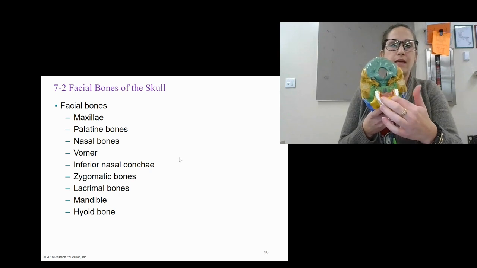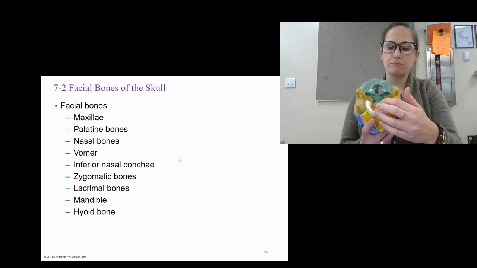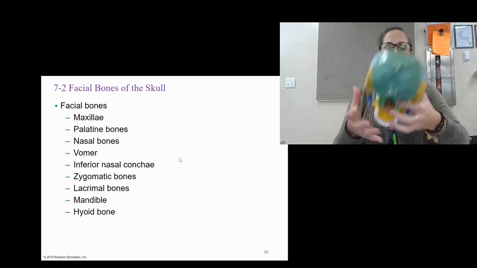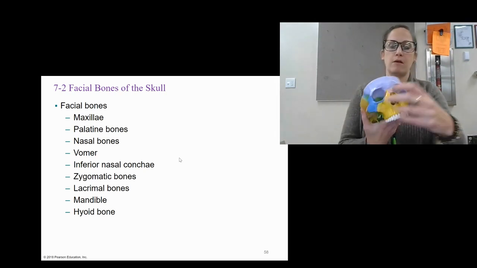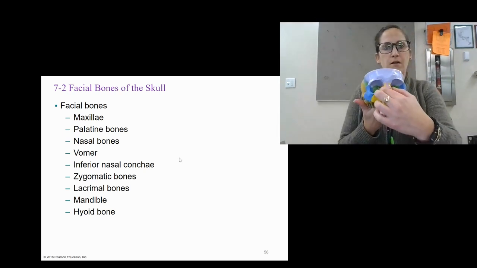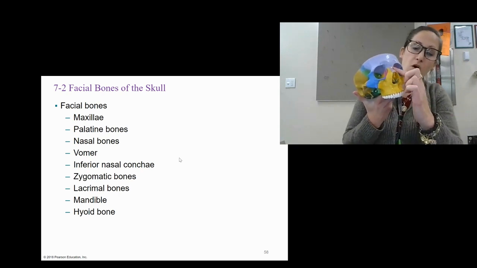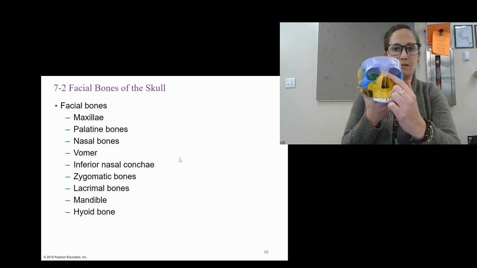And together they create the roof of our mouth, known as the hard palate. You can also see, when I spin us around here, the maxillae are also forming part of our nasal septum and creating part of that nasal passageway, all right? The maxillae run all the way up even to our orbital sockets.